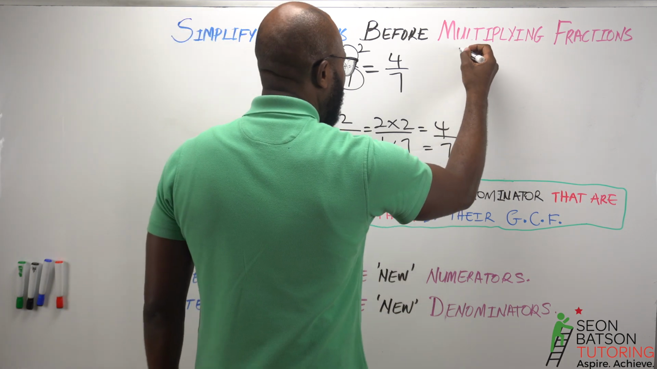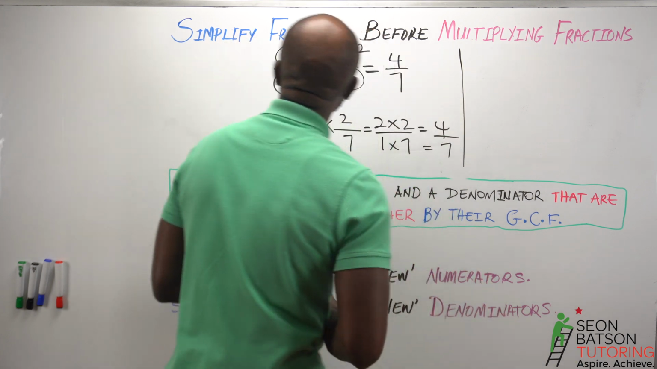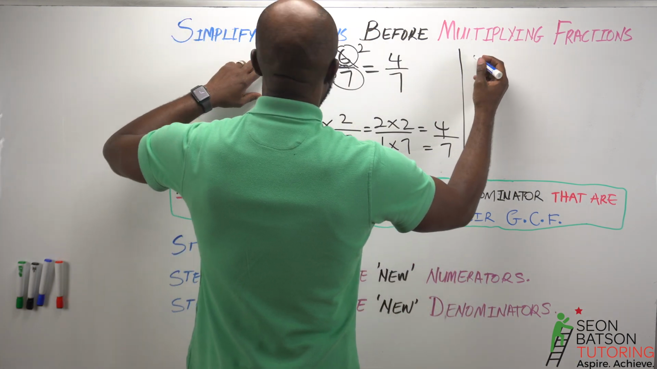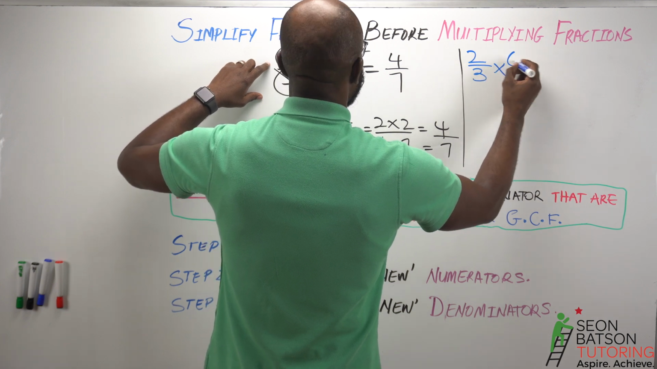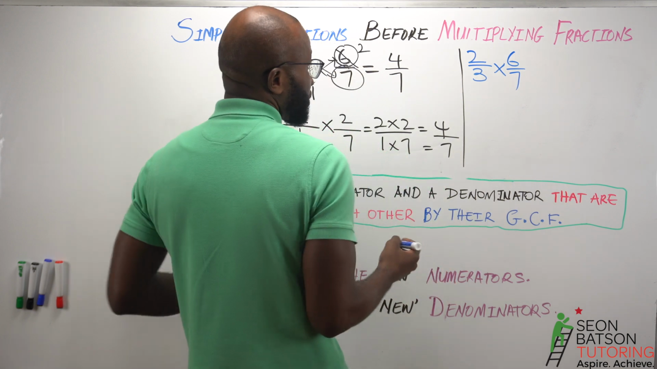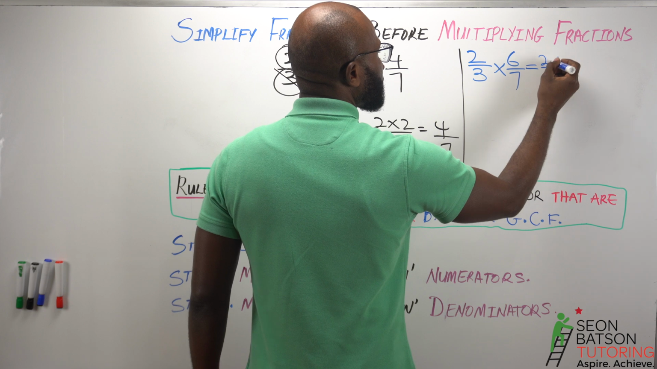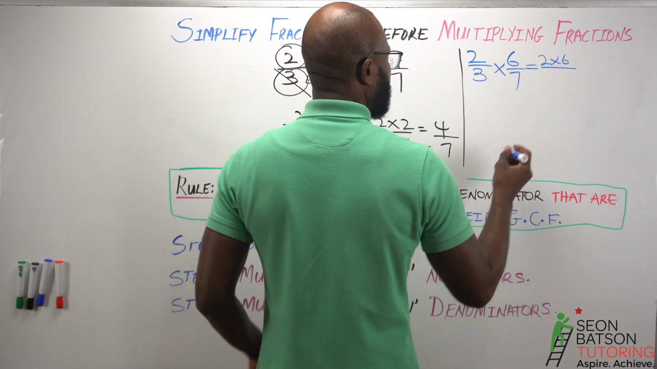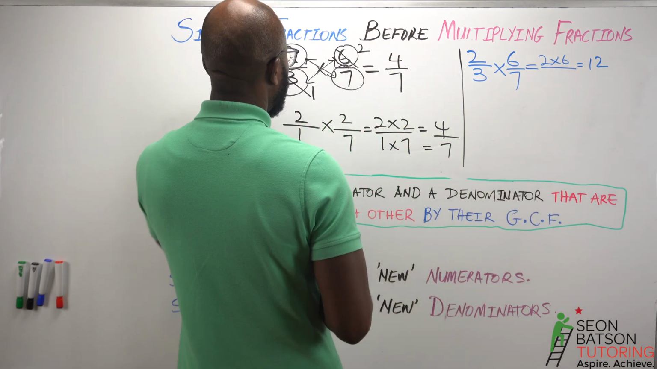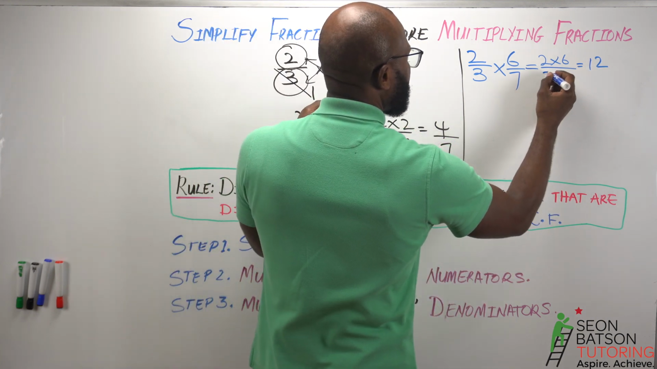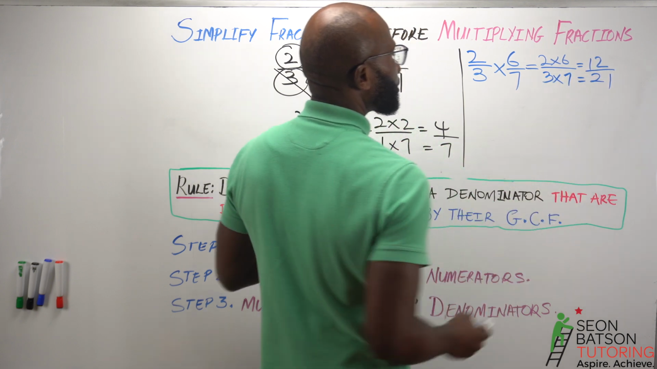Now again, I have to prove it because I know somebody's still saying, I will not simplify before I multiply. Some of you are still not convinced, yes? If you were to work this problem without simplifying, let's see what would happen. You have 2/3 times 6/7. If you skip the simplifying step, you go straight ahead and multiply the numerators. 2 times 6 will give us 12. And then you multiply the denominators. 3 times 7 will give us 21.